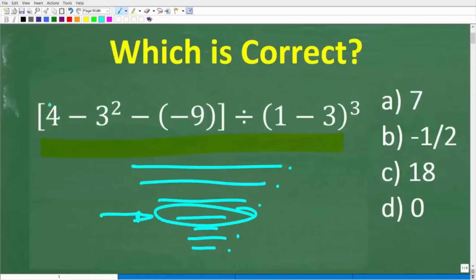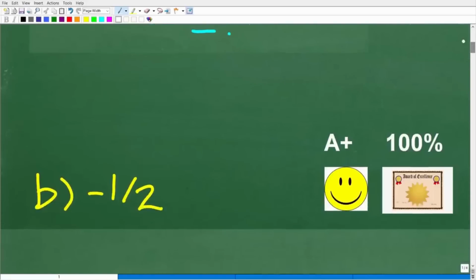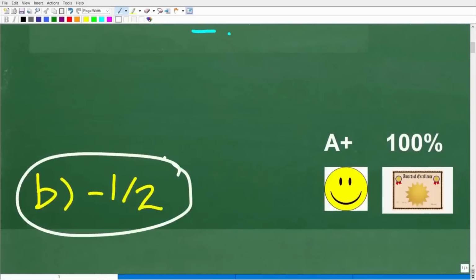All right, so again, we have brackets, 4 minus 3 squared minus parentheses, negative 9 parentheses, bracket, divided by parentheses, 1 minus 3 and parentheses cubed. Okay, so let's take a look at the right answer. The correct answer here is B, negative 1/2.